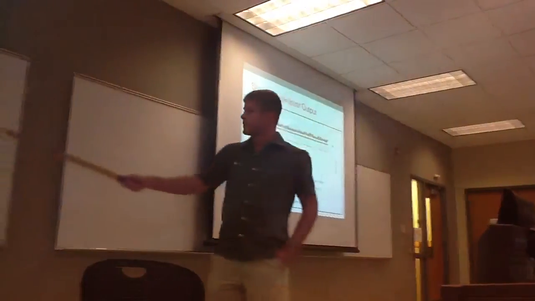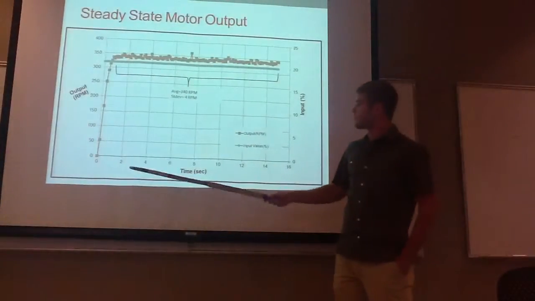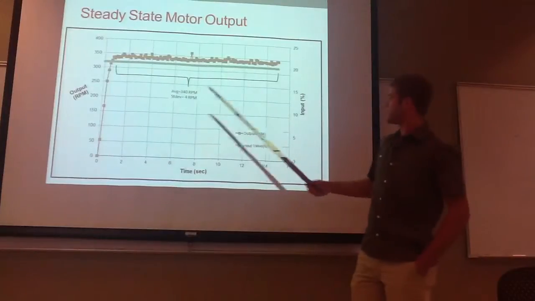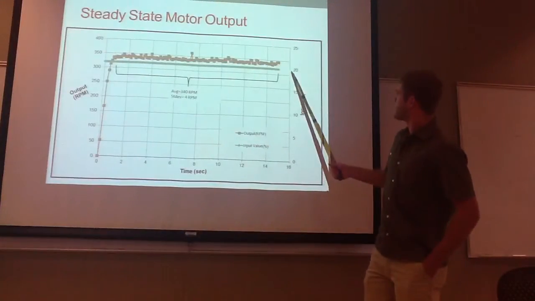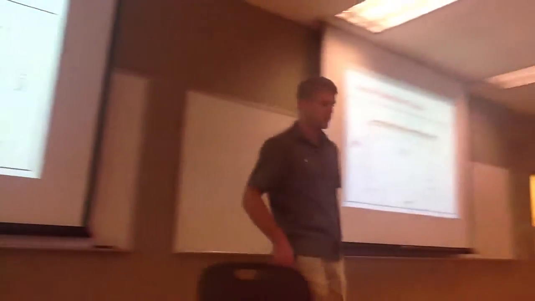As you can see right here in this plot of our data, this is for the up to 350 RPM range, for a 20% power input. And you can see the averages and the standard deviation calculated for each one.